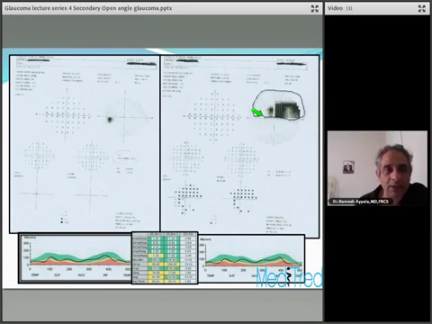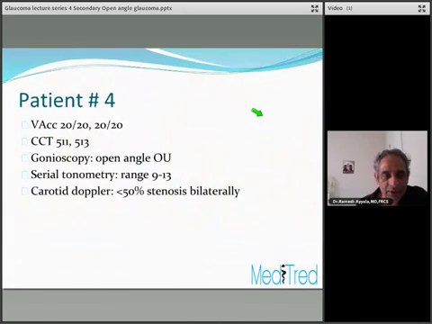Remember, in the differential diagnosis of normal-tension glaucoma, I said be aware of pallor, and also by definition it should be a bilateral disease process. If the pallor is out of proportion and the scotoma is much denser in one eye, it should raise the suspicion. So this particular patient had a CCT of 511, 513, visual acuity was 20/20 in both eyes, gonioscopy open angles, serial tonometry 9 to 13 on these medications, and the carotid Doppler showed less than 50% stenosis bilaterally.